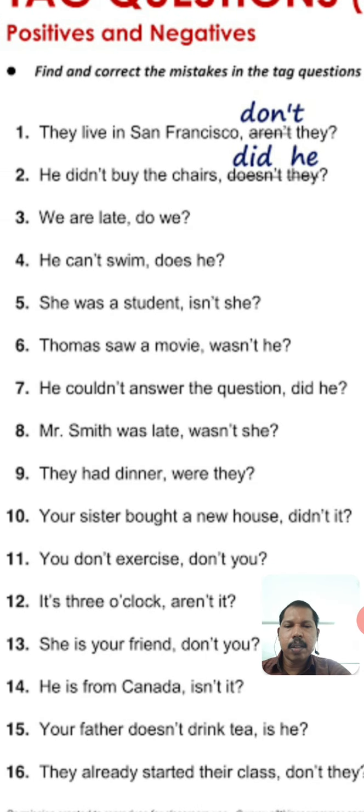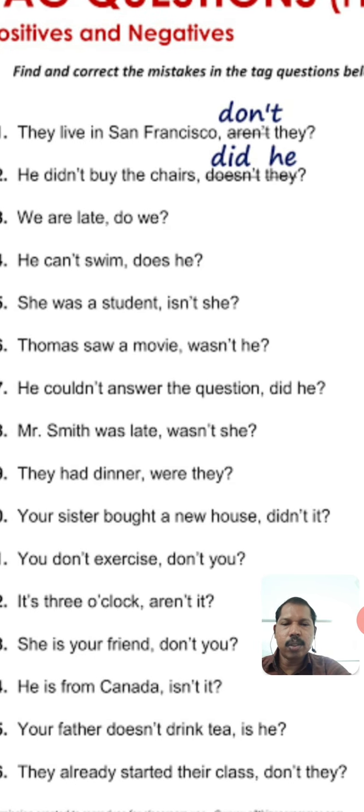Your sister bought a new house. Bought is the past tense of buy. So did plus buy. Didn't. Instead of your sister, what do you have to use? She. Didn't she? You don't exercise. Don't you? You don't exercise. Negative is given, so positive tag should be used. Do you?